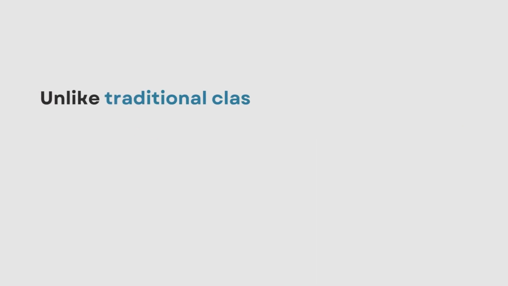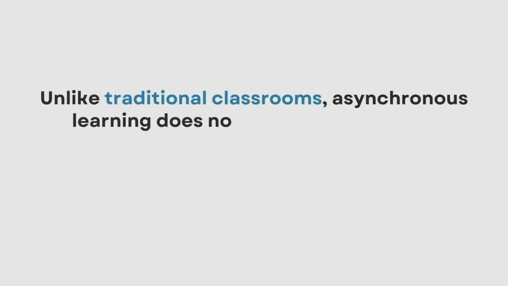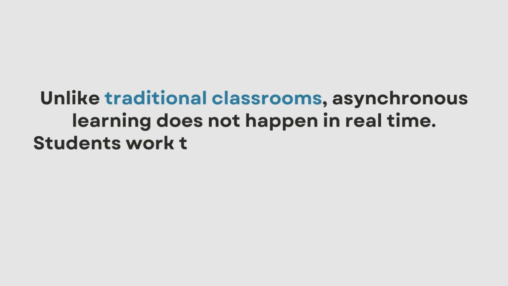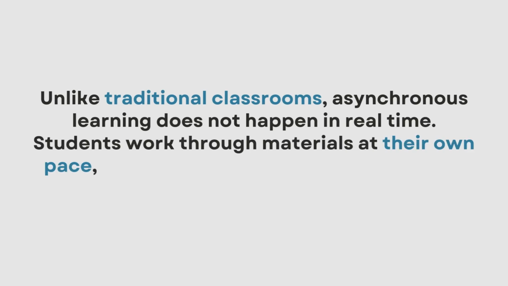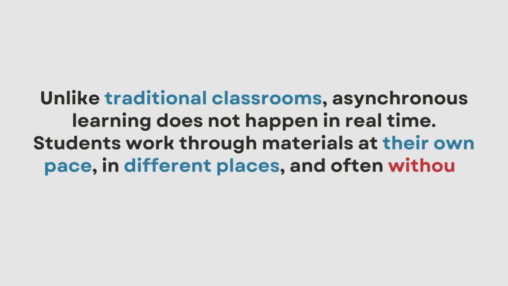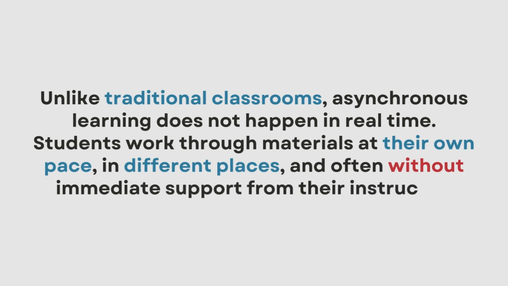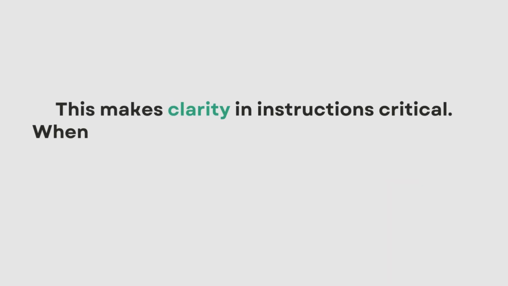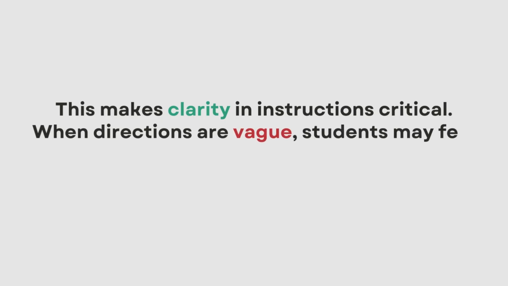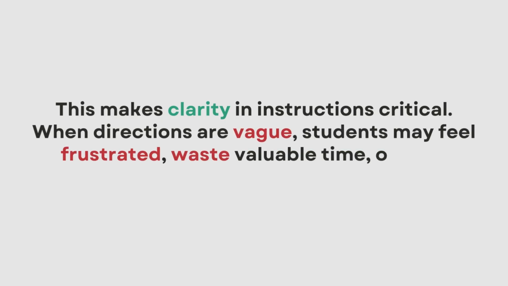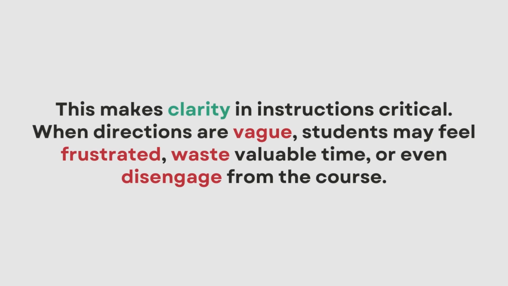Unlike traditional classrooms, asynchronous learning does not happen in real time. Students work through materials at their own pace, in different places, and often without immediate support from their instructor. This makes clarity in instructions critical. When directions are vague, students may feel frustrated, waste valuable time, or even disengage from the course.